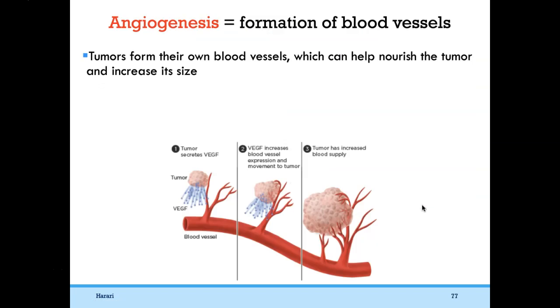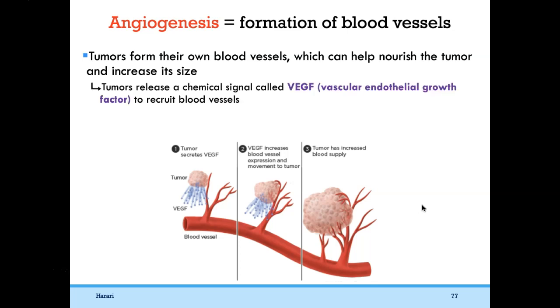Something that tumors can do that makes them really deadly is called angiogenesis, which is the formation of blood vessels. So tumors can actually form their own blood vessels, which can help nourish the tumor and help them increase in size and spread farther. So tumors secrete a chemical called VEGF, vascular endothelial growth factor. So it's a growth factor that the tumor secretes, and those tell our blood vessels to grow into it.